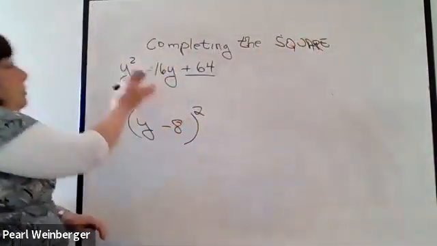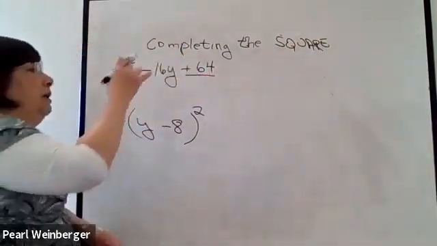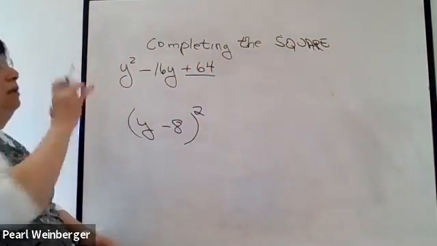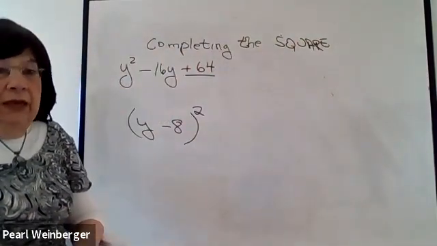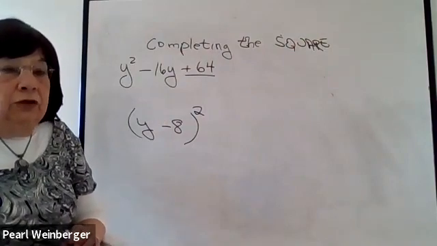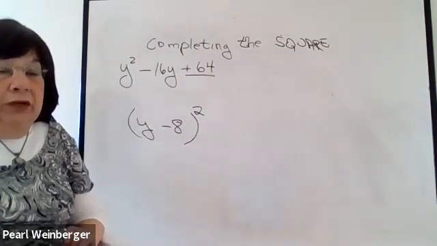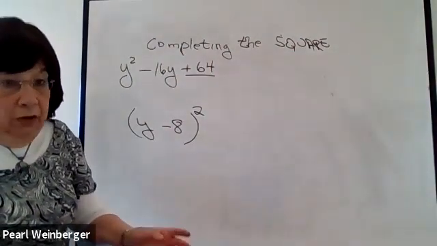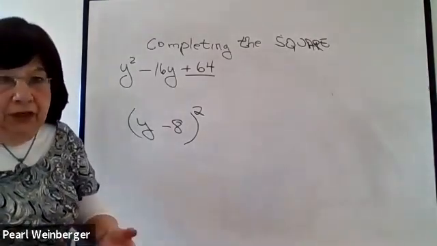Completing. This was incomplete. We were missing a term. Putting in the right number over here makes it into a perfect square. It's called completing the square. Now, I'm going to use this completing the square method to solve quadratic equations. We're going to, in a couple of lessons, learn another use of this completing the square.